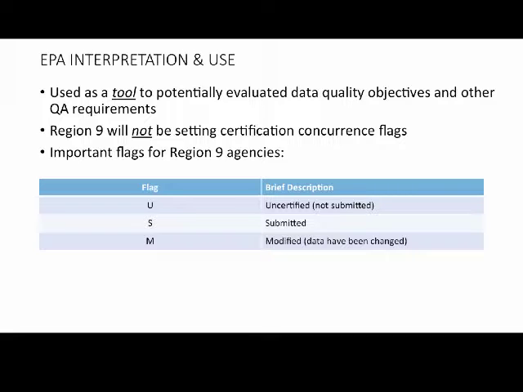Some important flags that will show up are the U flag, which is the uncertified flag, which means you haven't submitted your data certification, that you are delinquent in getting us that information. The S, the submitted flag, means that you submitted your package and everything's okay. And then the modified flag. This is a question we get pretty often: if I change my data after certification, what happens? Well, this M flag is going to show up in your certification report, identifying to EPA that you've modified the data in some respect. And when this happens, when you change the data after certification, we really require you to recertify that data with the new information. But these are the only flags that you have to worry about, at least in Region 9.